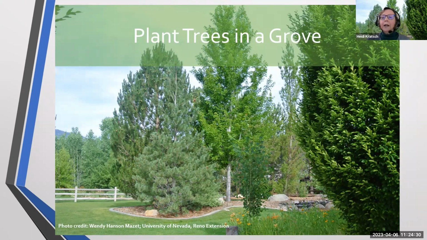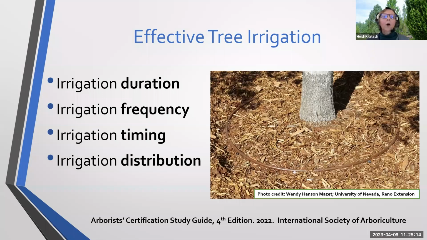So not only does planting trees in groves improve the health of the tree's root environment and the soil microbiome, but it's also very water efficient because these tree roots can share water with one another and the tree canopies shade one another from the harsh sun in the summer. So they are under less stress. This is a great stress reduction strategy for trees in arid areas where we have less access to water. And the other thing about this is it's a great way to separate your trees from the lawn so that each can be more effectively irrigated. So that's a good segue to move into effective tree irrigation.